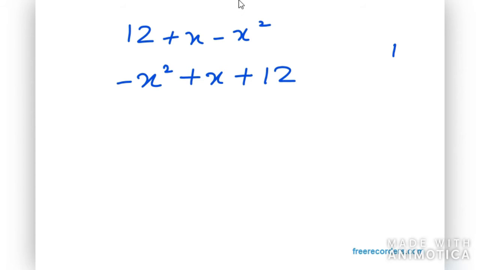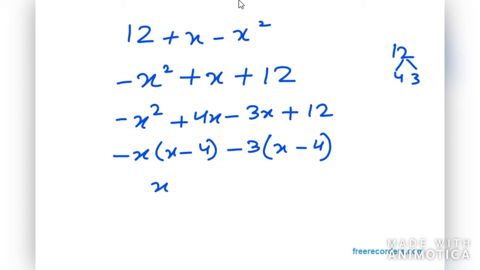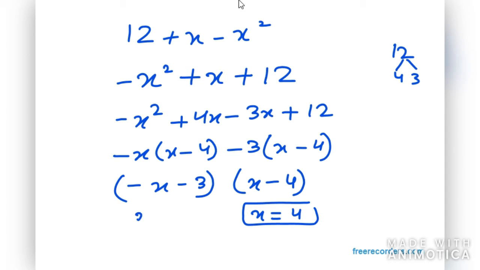So 12, factors of 12 are 4 and 3, and their difference makes 1. So minus x square plus 4x minus 3x plus 12. Now taking common x from here, we get x minus 4. From the last two terms we can take common 3, so x minus 4 again. So we are left with minus x minus 3, and another is x minus 4. So we have two zeros, that is x equals 4, and in the second one it will be x equals minus 3.